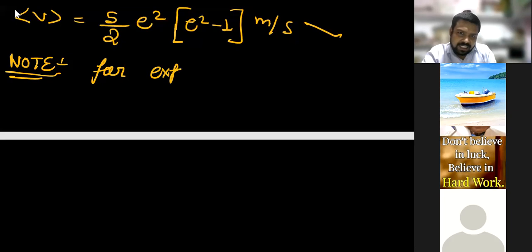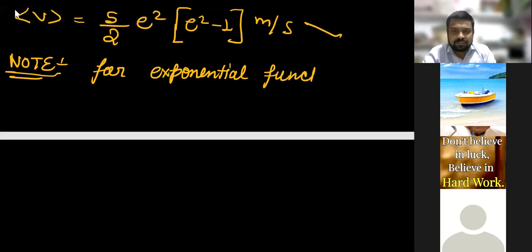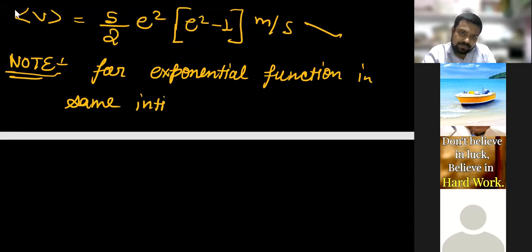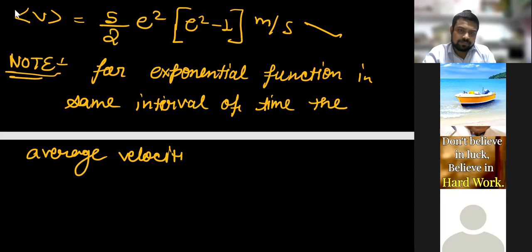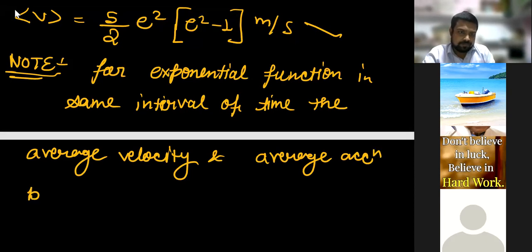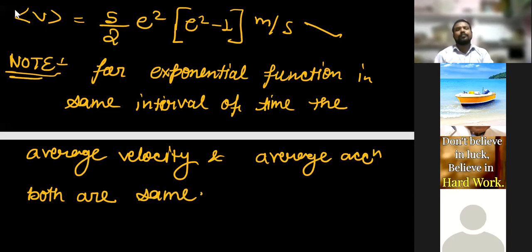For an exponential function in the same interval of time, average velocity and average acceleration both are the same.